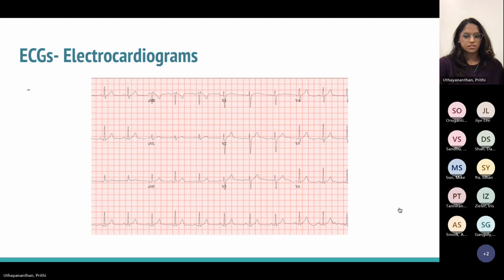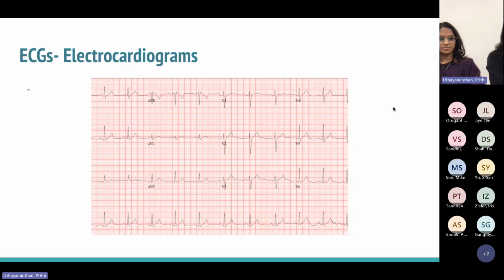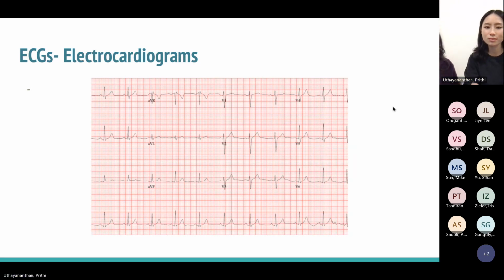Talking about ECGs. So ECGs are basically a visual recording of the electrical activity that's going on in the heart, and we create it by attaching a number of electrodes to the patient, and that detects the electrical activity from different angles. From that we can have a trace and we can see what's going on.